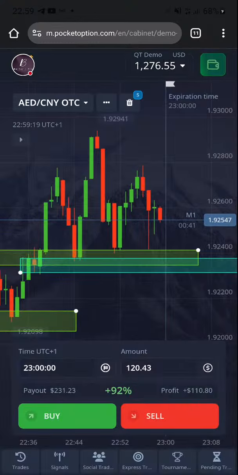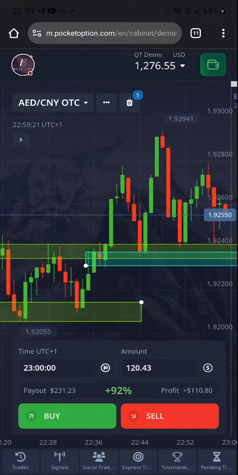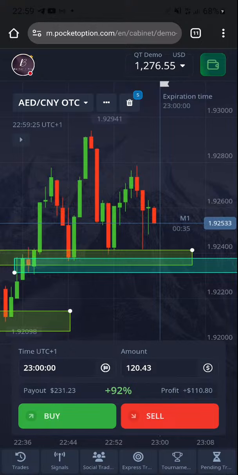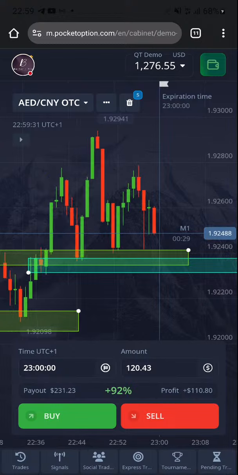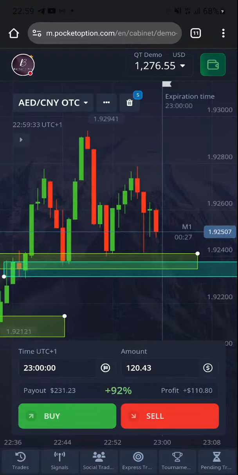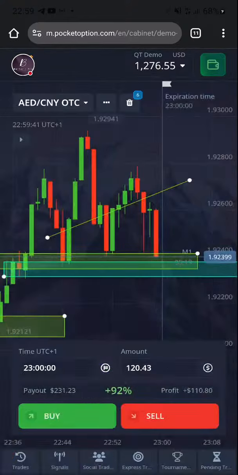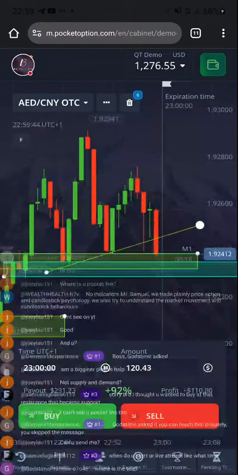So as I was saying, look at this area now. The previous resistance area now has turned to support, and we have a demand area down here. You can see, so if price comes down here now, we will most likely be going with the buyers. And look at this, we have a trend line here.